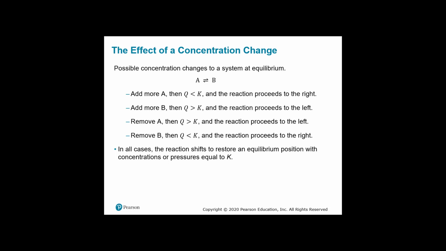And if you remove B, then Q is less than K because A is going to push itself into B, creating more products. In all cases, the reaction shifts to restore an equilibrium position with concentrations or pressures equal to K. So it's adjusting itself to make sure that K does not change.